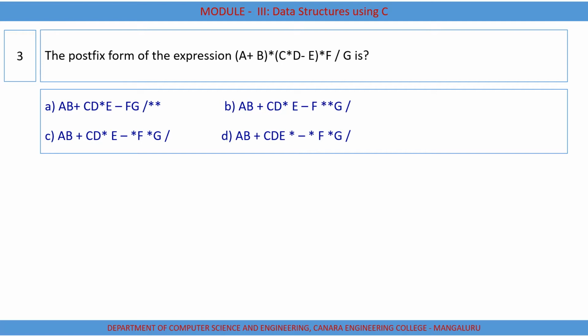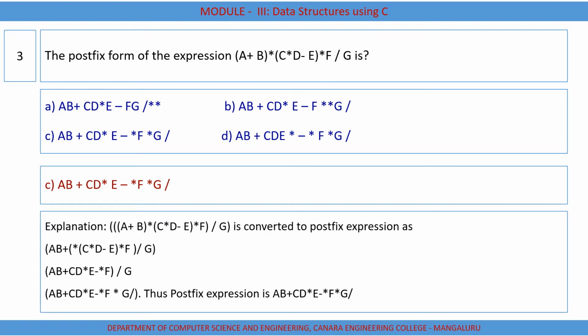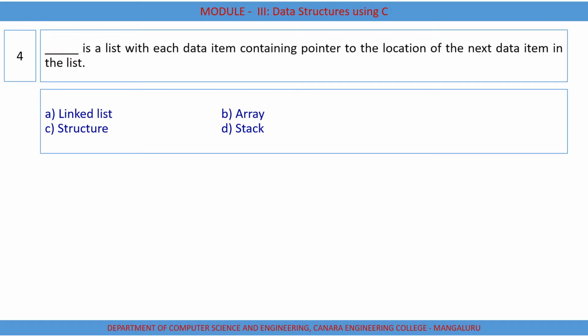In this, the expression which is present in the innermost parenthesis is going to be executed first. So here C star D will be executed first. Then after that, the result of this will be executed with this. Then it will be A plus B. Then after that, this star, then this star, then divided by G. Therefore, the final answer is AB plus CD star E minus star F star G divided by. So explanations are given here.